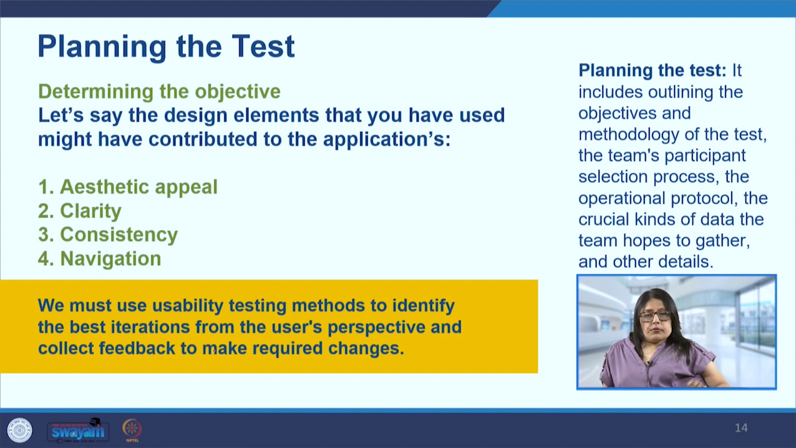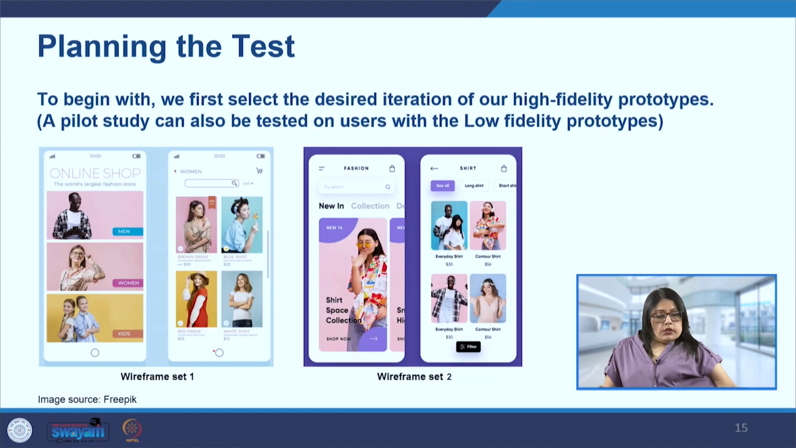So now, planning the test. This particular stage includes outlining the objectives, the methodology of the test, the team, the participant selection process, and the crucial data that the team has to gather. All of those things need to be mentioned there. So now we can see two examples here. These are two examples, wireframe set 1 and wireframe set 2.